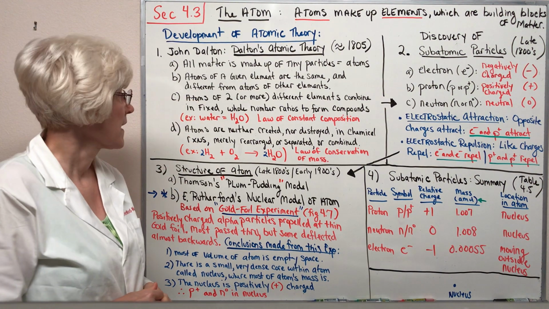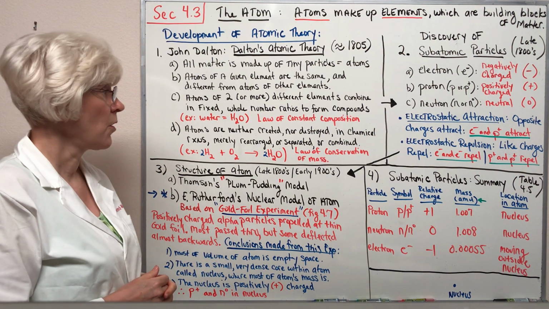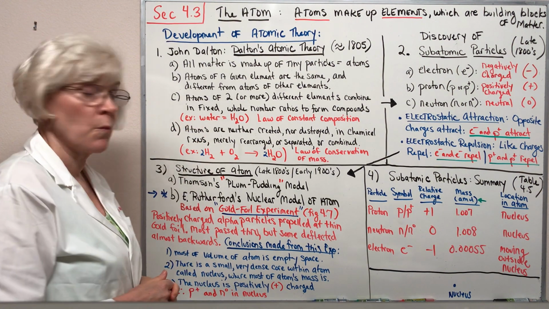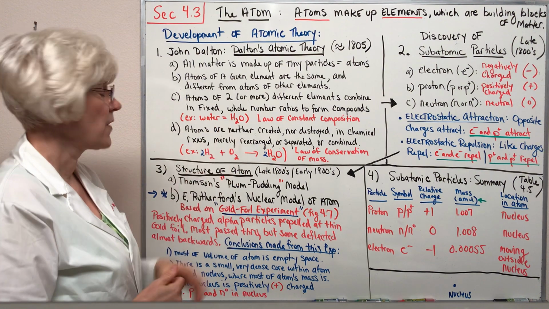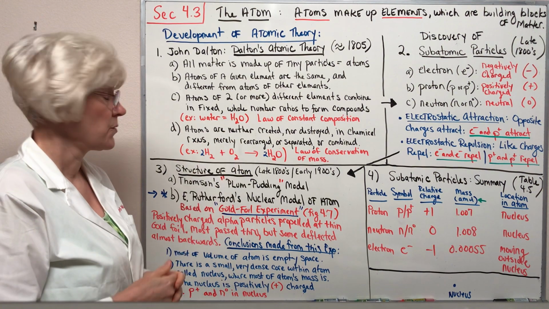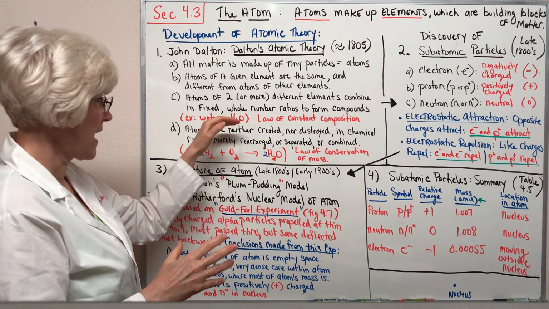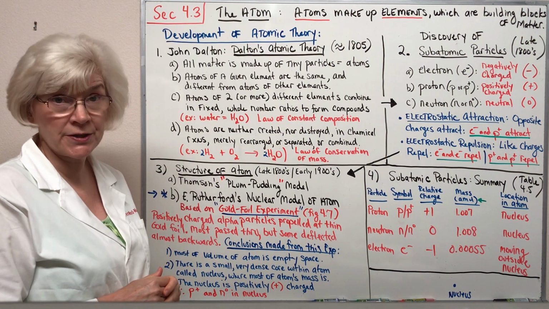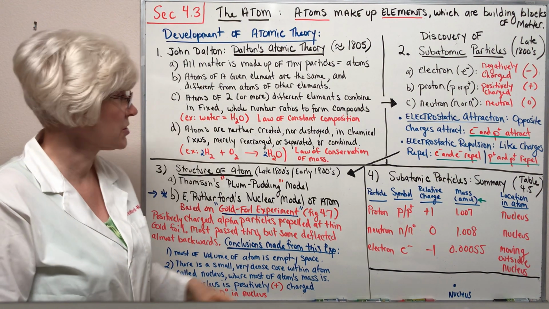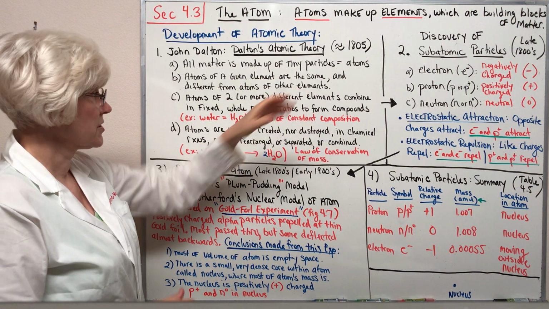His third point: atoms of two or more different elements combine in fixed whole number ratios to form compounds. An example is water, H2O. We have two atoms of hydrogen chemically bonded to one atom of oxygen in a fixed whole number ratio, always that ratio for the compound water. So from this statement, we get our law of constant composition, that compounds have fixed, definite combinations of two or more different atoms.